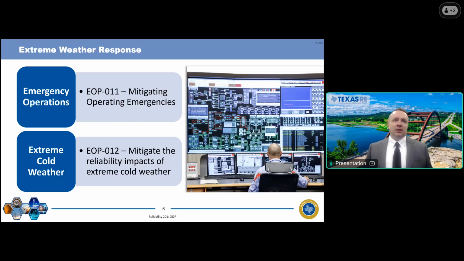So the other CMAP IP risk area is emergency operations and extreme weather response. And here we see EOP-011, mitigating operating emergencies, and EOP-012, extreme cold weather. These two were identified in the NERC CMAP IP, and we're really looking to help entities build processes, procedures, and emergency response activities around all emergency operations, including extreme cold weather.